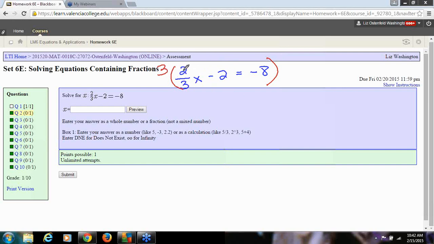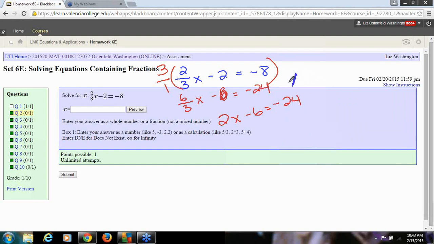So I'm going to have 3 times 2, which is 6. And technically this is over 1, right? So 3 times 2 is 6. 1 times 3 is 3. Bring down my x. And 3 times minus 2 is a negative 6. And 3 times a negative 8 is a negative 24. Then we simplify. 6 divided by 3 is 2. x minus 6 equals minus 24. And now you can see that action of multiplying by the denominator got rid of the fractions.